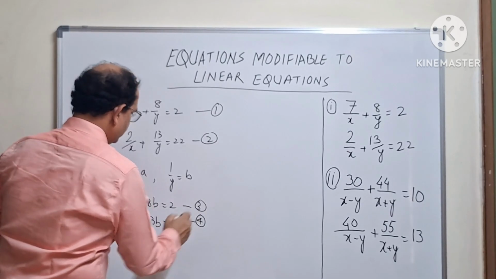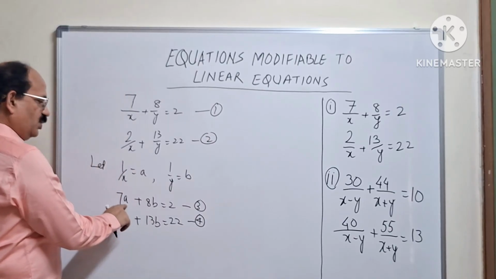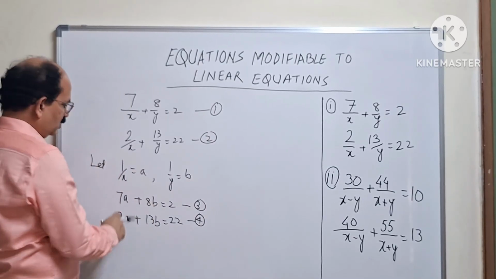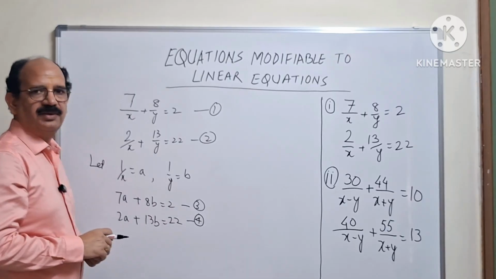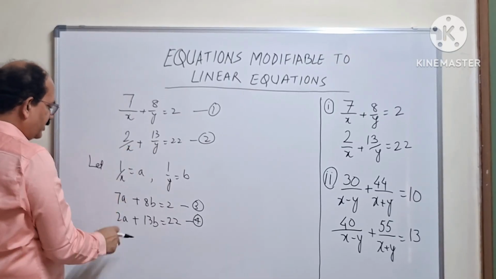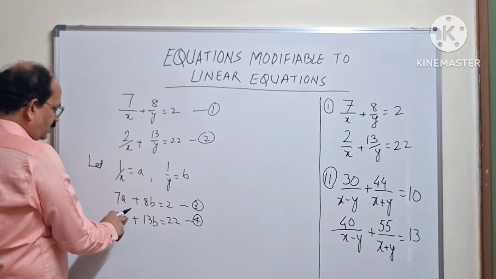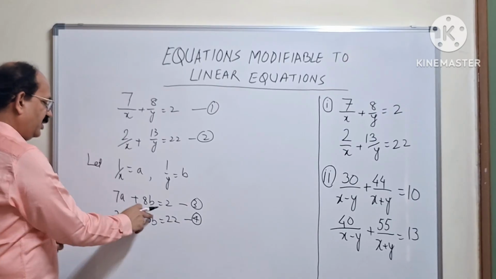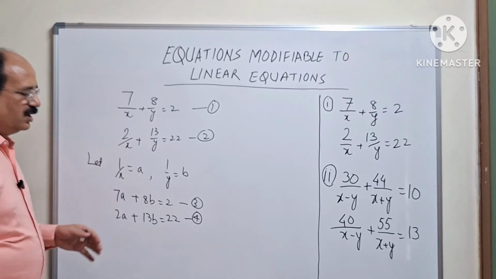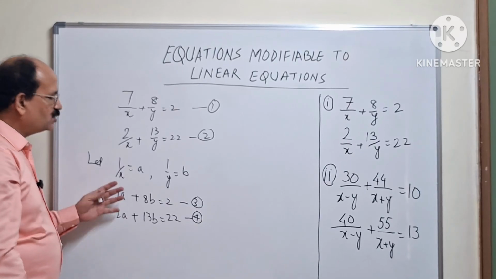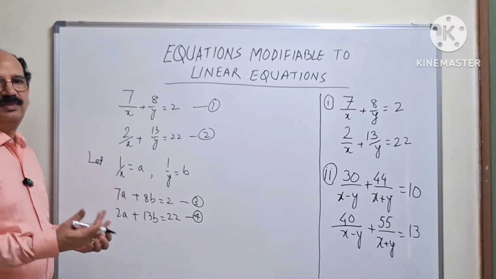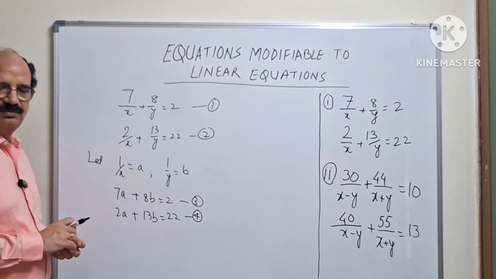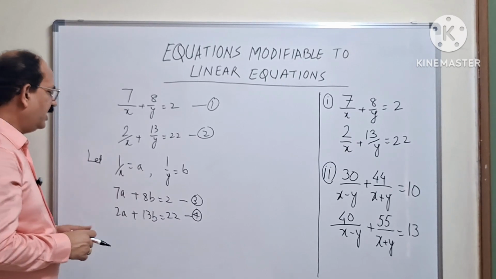Now you notice that the power of a is 1, power of b is 1. So this has got converted into a linear equation. Similarly, the second equation also has got converted into a linear equation because the power of a is 1 and the power of b is 1. Now we can solve these two equations with whatever 3 methods we have discussed in the last video. Let's try solving it by elimination.